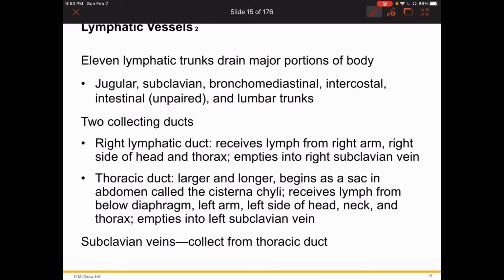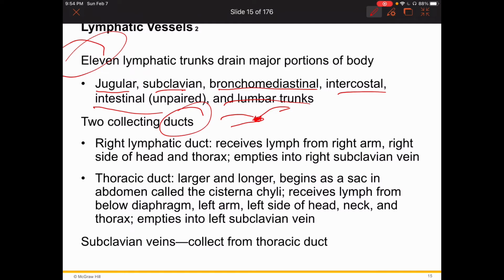Okay, so there are 11 lymphatic trunks, or large vessels that drain the major portions of the body. So jugular, subclavian, bronchomediastinal, intercostal, intestinal, and the lumbar trunks as well. There are also 2 duct systems, where the trunks fill into these larger areas. There's a right lymphatic duct, which pulls lymph straight out of the right arm, the right side of the head and thorax. So anything upper body on the right side of the body.